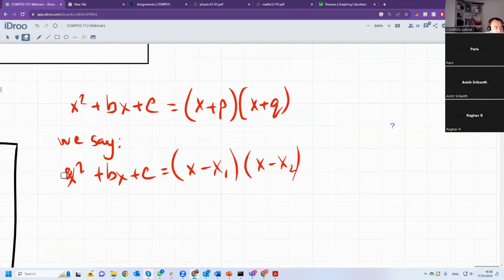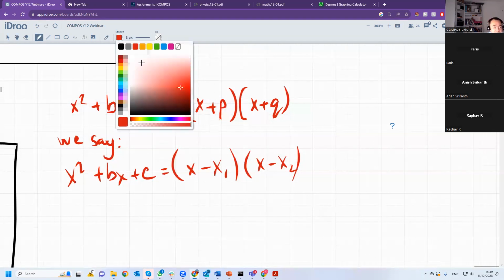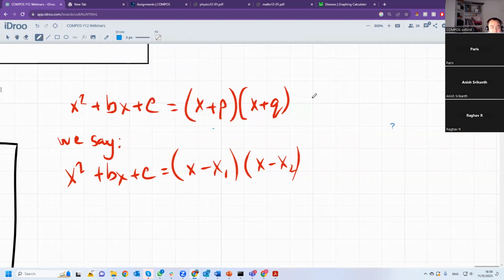Why is this more valuable? Because P and Q, well, what are P and Q? Are they just numbers? Do they have a meaning? Well, they do have a meaning. P is minus x1 and Q is minus x2.